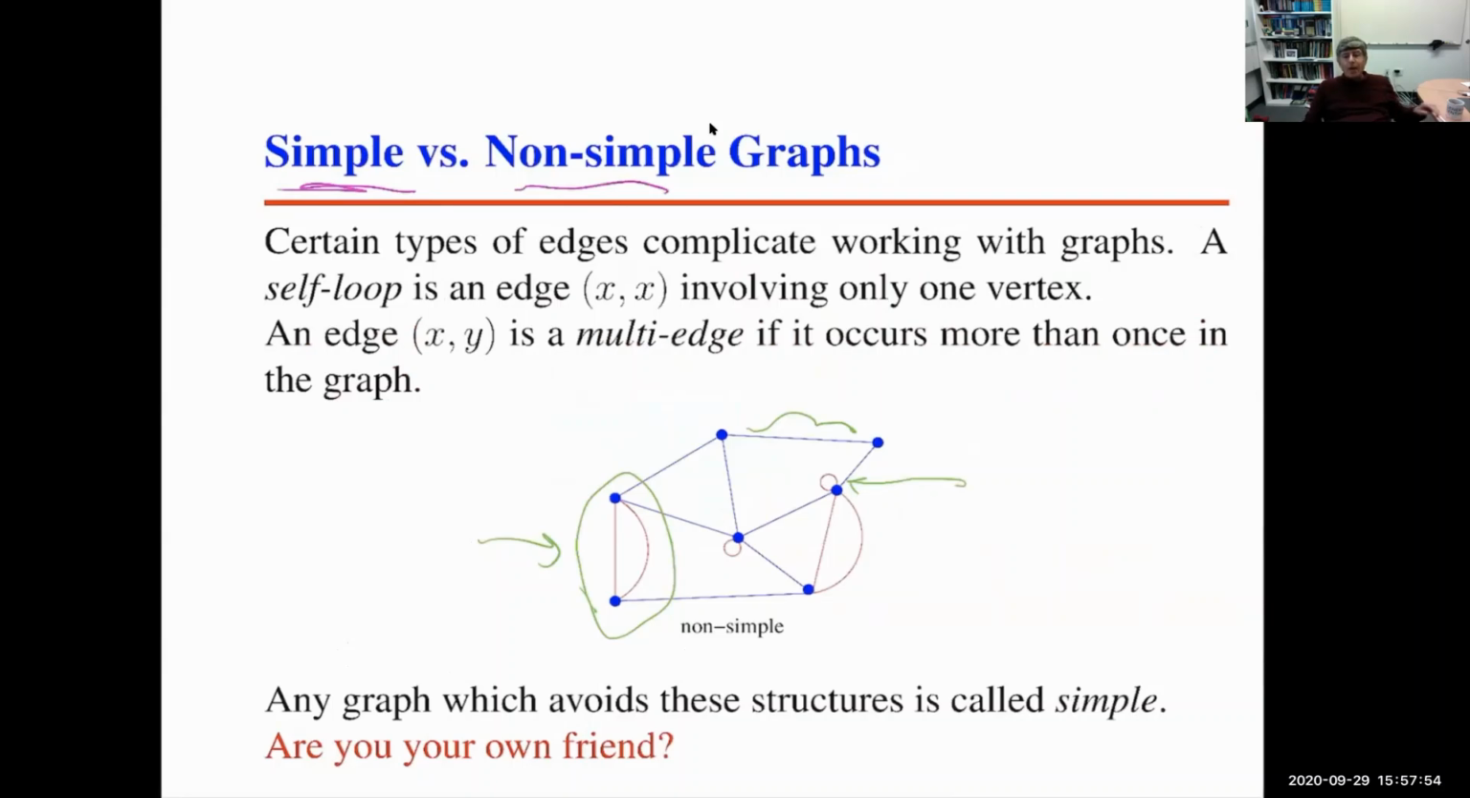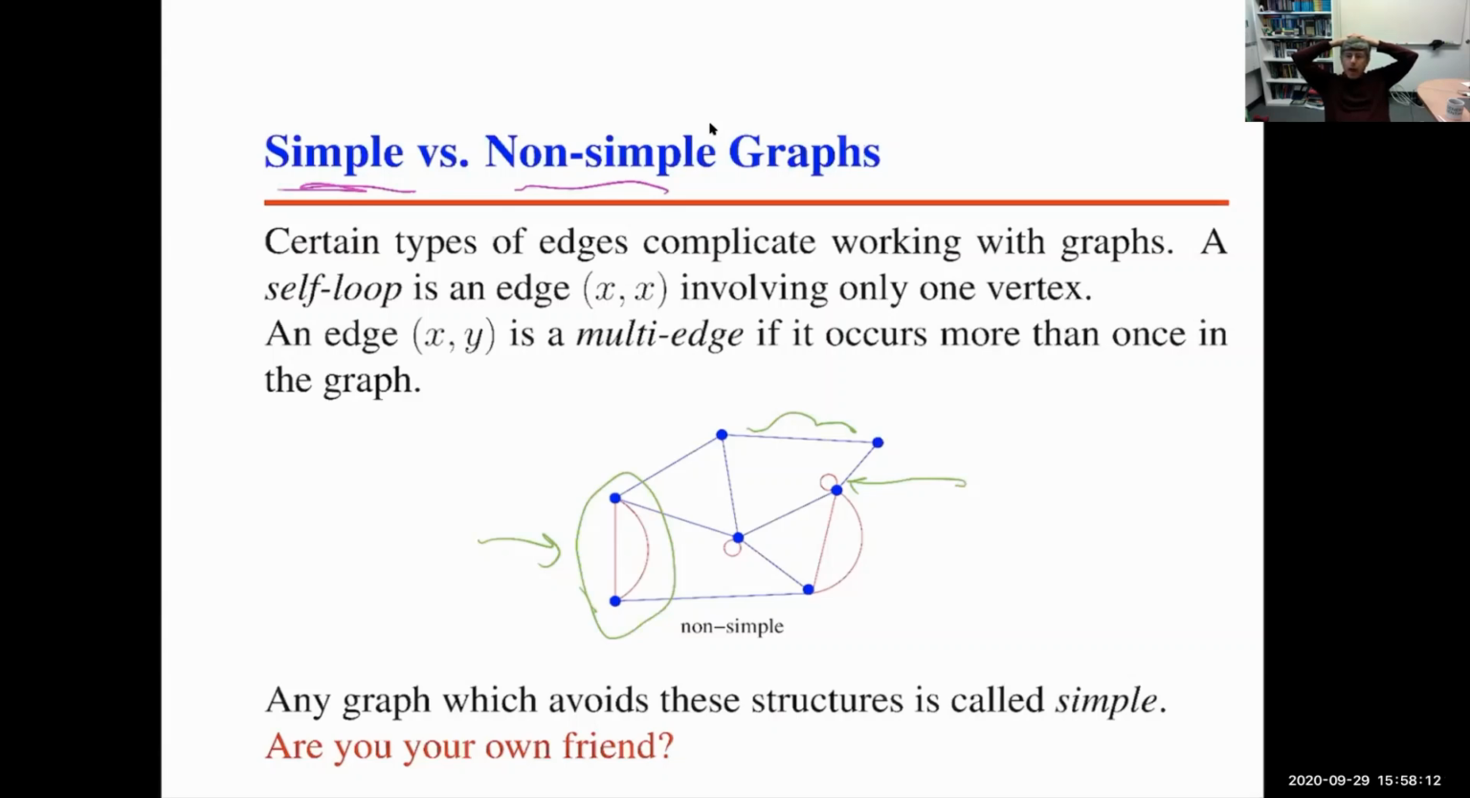Simple graphs are simpler to deal with, okay? We like our graph to be simple because it makes certain algorithms easier, but you need to know whether that's true for your particular application. Any questions about simplicity?